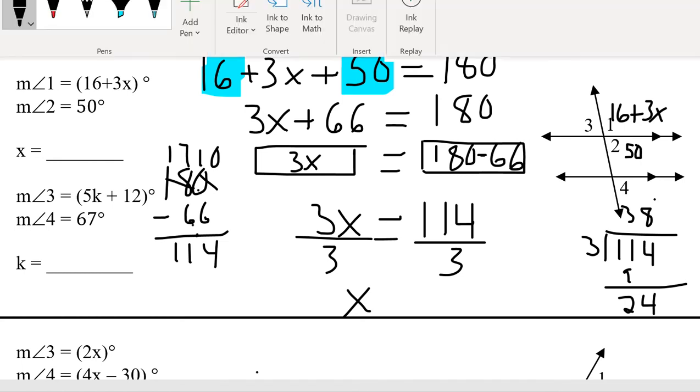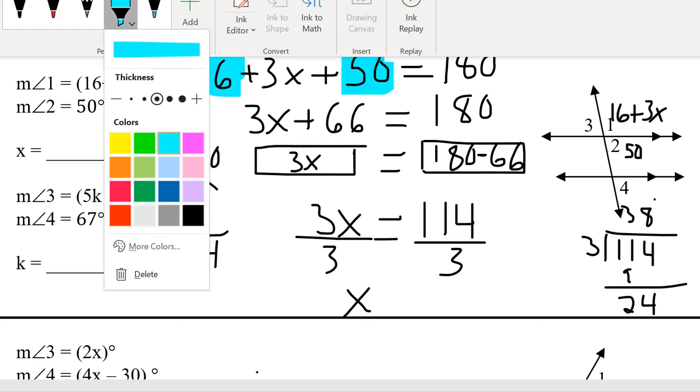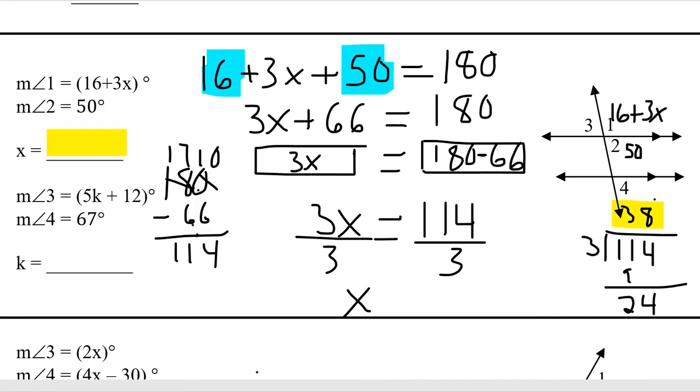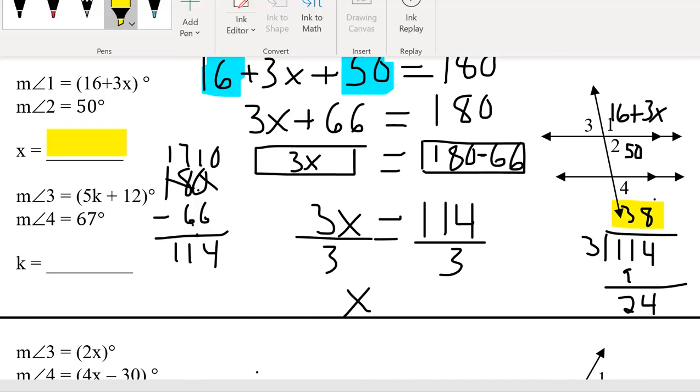It says solve for x because that's what the question is asking you to do. That's what we did here. So we're not done. That's what it says my answer is. It says x is 38.